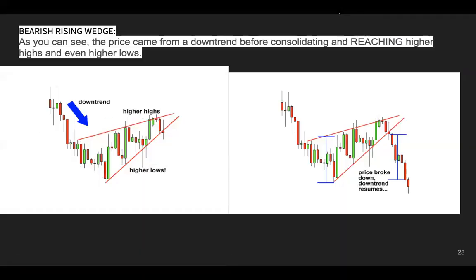Bearish rising wedge. As you can see, the price came from a downward trend before consolidating and reaching higher and higher highs, even higher lows. Okay. Now, in this example, is this a good candle to enter off of? Is this candle a good candle to enter off of?